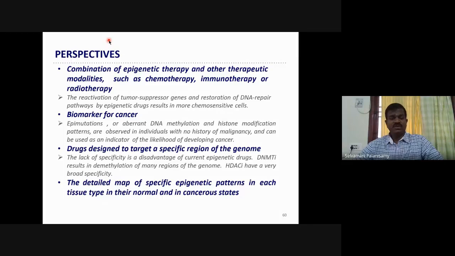Coming to the perspectives of epigenetics, we could develop a lot of drugs, and the combination of epigenetic therapy along with chemotherapy, immunotherapy or radiotherapy may be much more useful or beneficial. We could identify cancers based on these epigenetic biomarkers developed due to mutations or aberrant DNA methylation or histone modification patterns. Drugs could be designed to target specific regions of the genome, and a detailed map of specific epigenetic patterns may be developed for normal patients as well as cancerous patients. So this may give more insight into cancer and cancer biology, and will be a new avenue for cancer therapy.